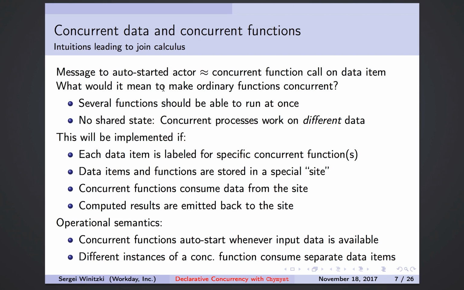Whenever input data is available at the site, then concurrent functions will automatically start and begin their computations. And then different instances of a concurrent function can consume different separate data items from the site. So right now this is a little nebulous and lacks specific implementation detail, but this is the intuition behind how to make functions concurrent and how to make actors automatically started.